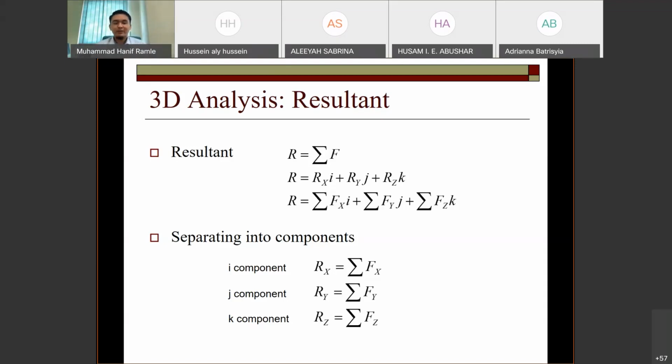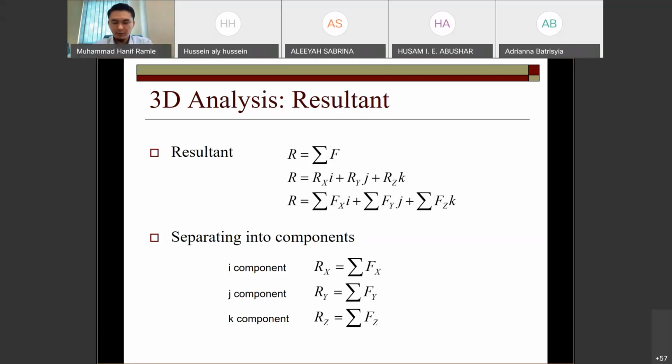Okay, so let's continue. Are you still there? Yes, doctor. Okay, so let's continue on the next one. 3D analysis, resultant. Just now you learned how to resolve into X, Y, and Z component. This time you will learn about resultant.